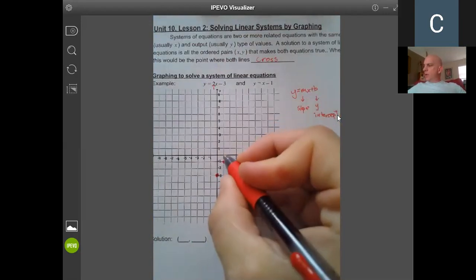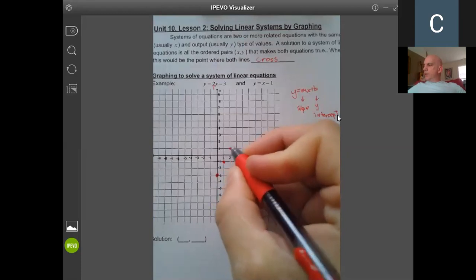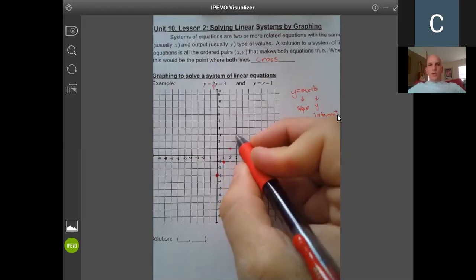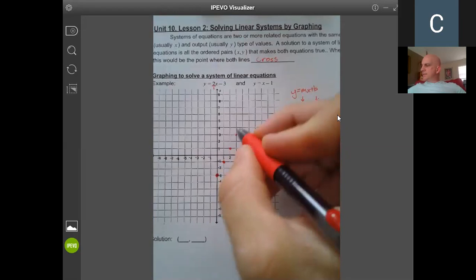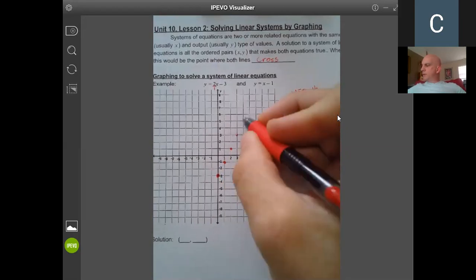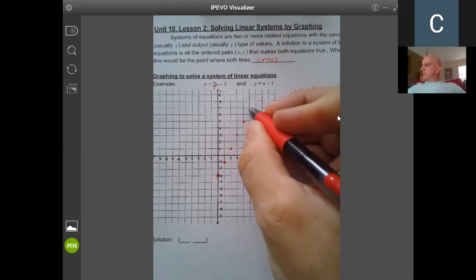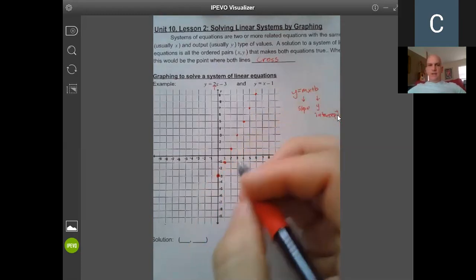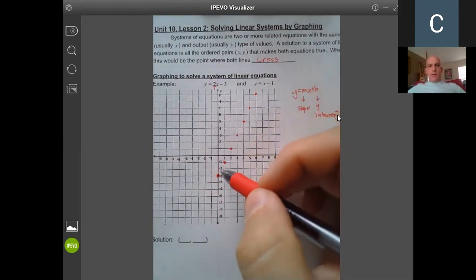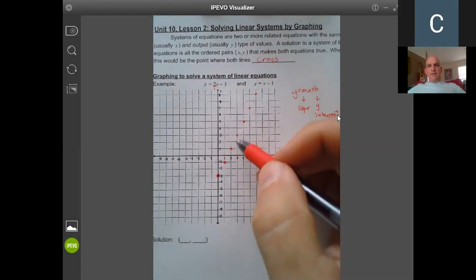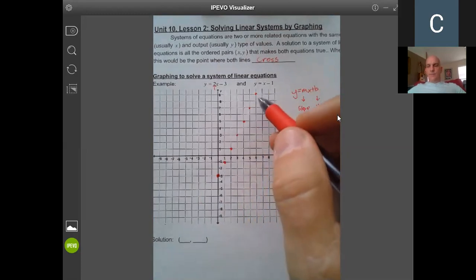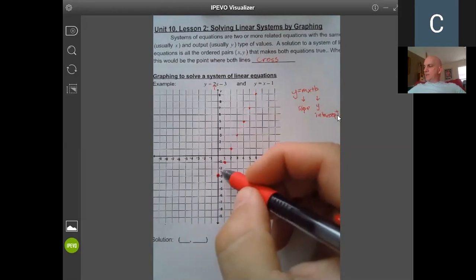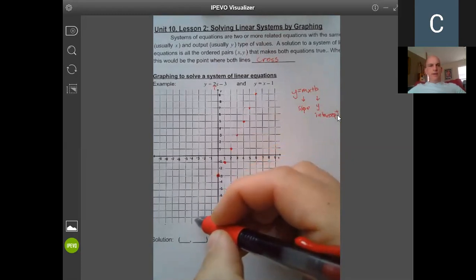I'm going to go up 2 over 1, up 2 over 1, continuously until I run out of space on the graph. That's because I don't know where these lines will cross. It could be at any of these points. Now that's fine for this positive side of the line. However, I need to continue having it go this way.